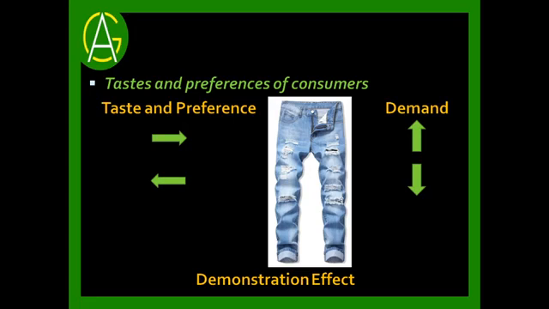Why this demonstration effect? Because when a person purchases this new fashion of jeans, he will demonstrate these jeans to the other person, and the other person will also be attracted to purchase these jeans, so he will also purchase it. He will show it off to the other person, and the other person will also be attracted to purchase it. In that manner, more people will be buying those jeans, so the demand for those jeans will increase, and this effect is created because of demonstration. That is why this effect is known as the demonstration effect.